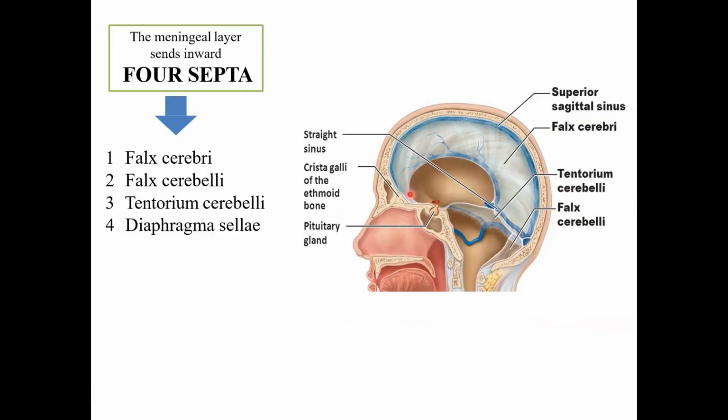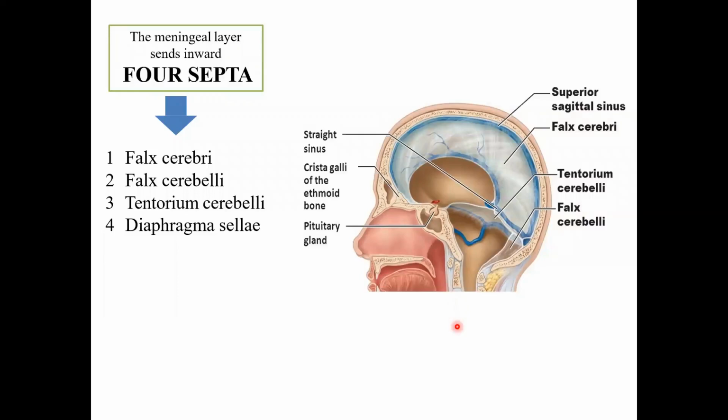The first fold is the falx cerebri. This falx cerebri will separate the two cerebral hemispheres. The second fold is the falx cerebelli, which will be present between the two lobes of the cerebellar hemispheres. The third is the tentorium cerebelli, which will separate the cerebrum and the cerebellum. And fourth is the diaphragma sellae, which will cover the pituitary gland in the pituitary fossa or hypophyseal fossa. We will study the structures of these folds one by one.